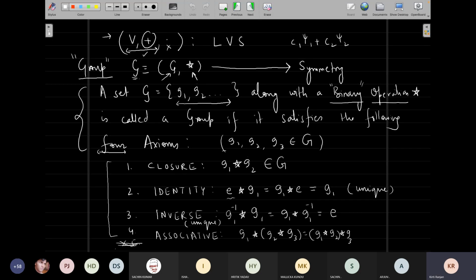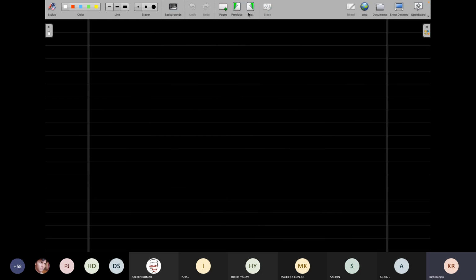The algebraic structure group is defined in terms of a non-empty set of elements along with a binary operation. Two things have to be there. Along with that, the four properties must be ensured: the closure, existence of unique identity, the existence of unique inverse, and the associative nature.